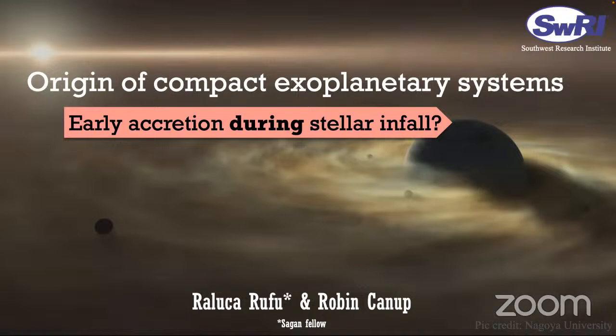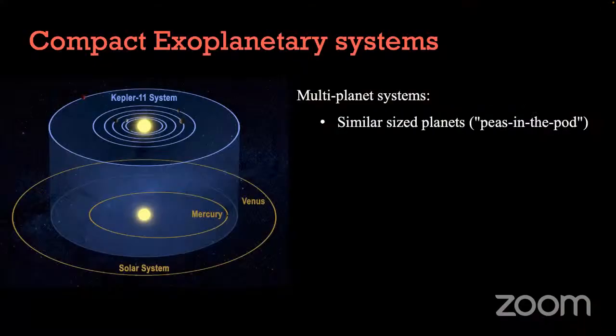So in my Sagan project, I worked on the origin of compact exoplanetary systems. These systems seem to be very common in our galaxy. They are multiplanetary systems that have similar size, usually referred to as peas in the pod architecture. They are Earth to sub-Neptune sized planets, usually rocky.